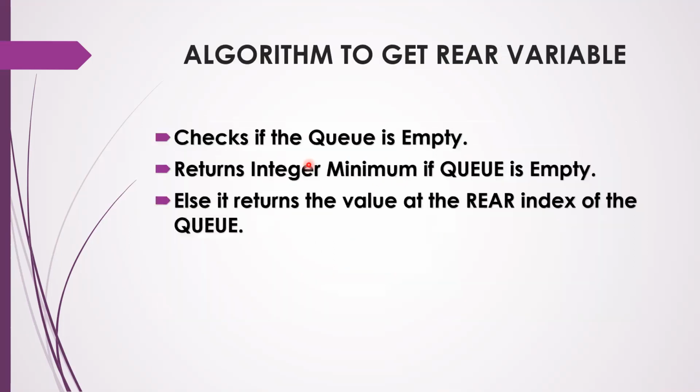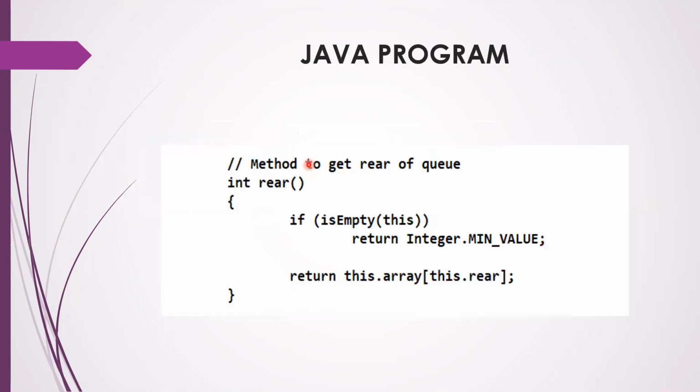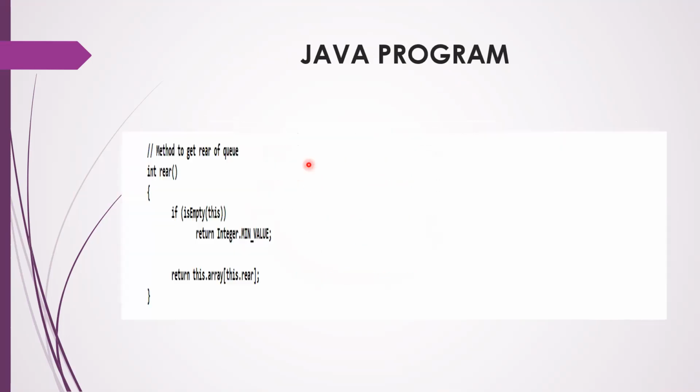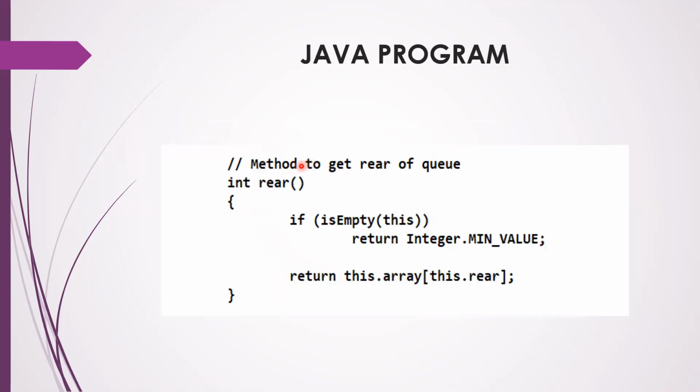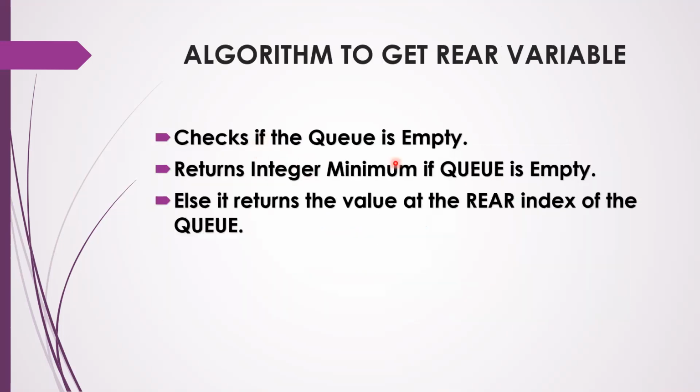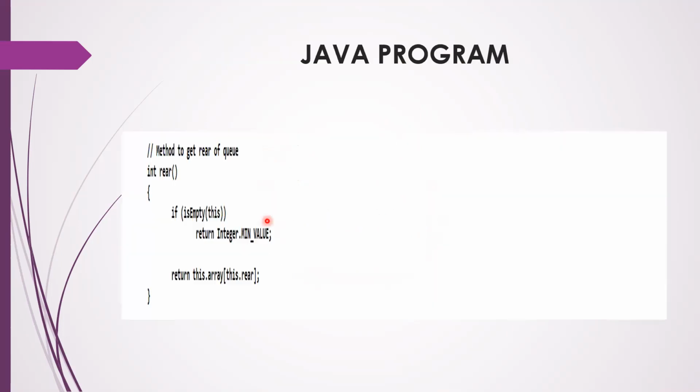For the rear, instead of front you can use rear here. You just have to replace those variables. Then check if the queue is empty. If you want to get the rear variable, then you have to return the integer minimum if the queue is empty, else you have to return the value at the rear index of the queue.